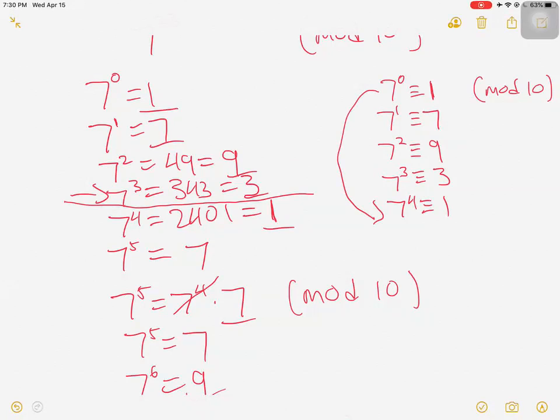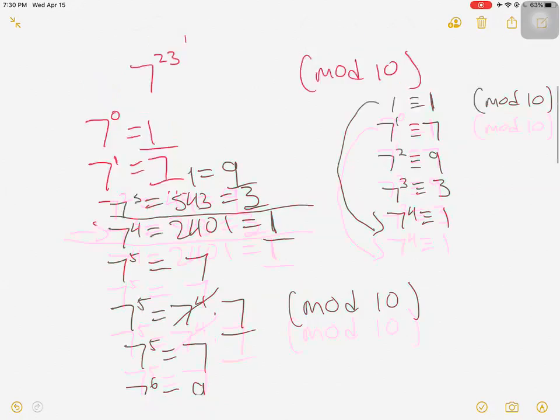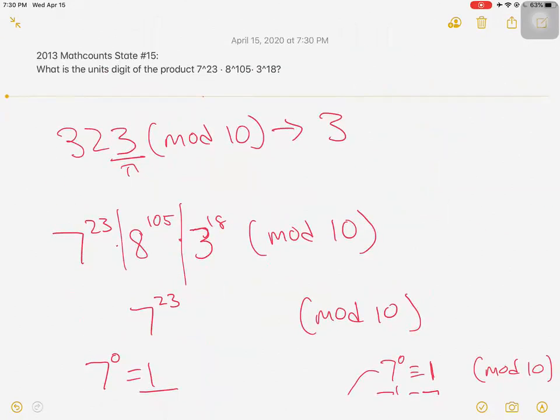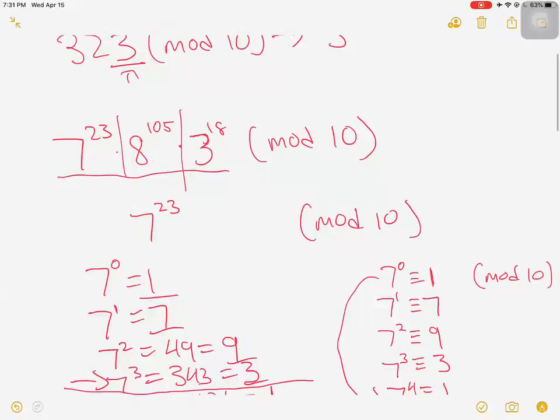Okay, so we're finding the last digit of all of these powers. Oh, the question? We want to find the units digit of that product. We separate the product into 3 parts and we're working on the first part right now.